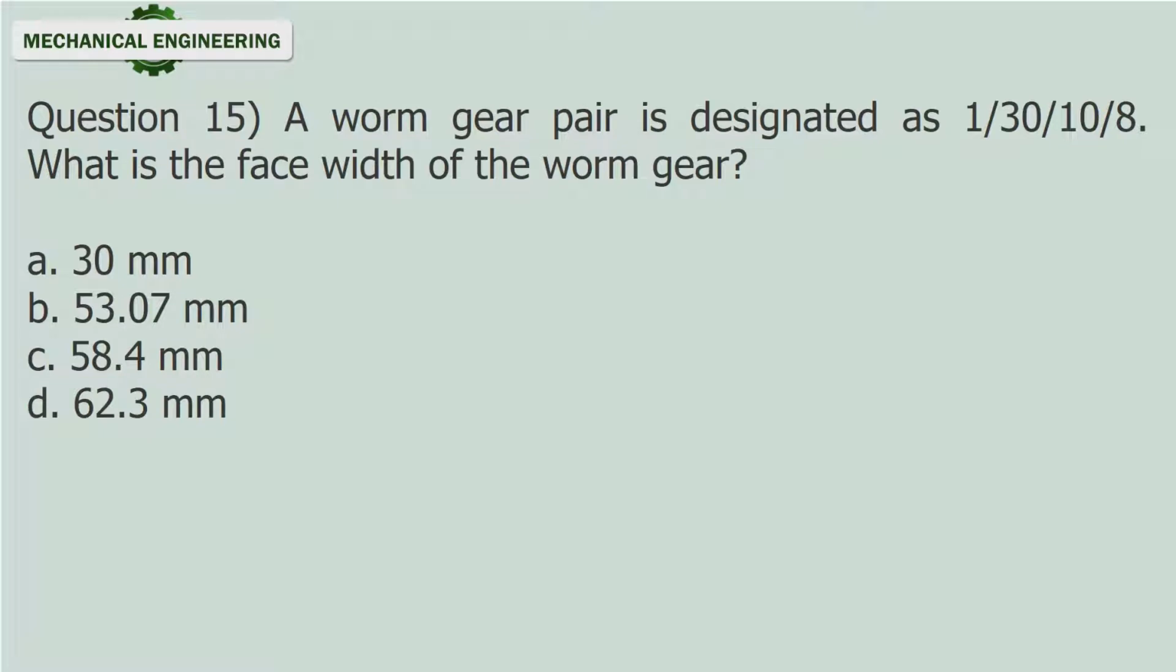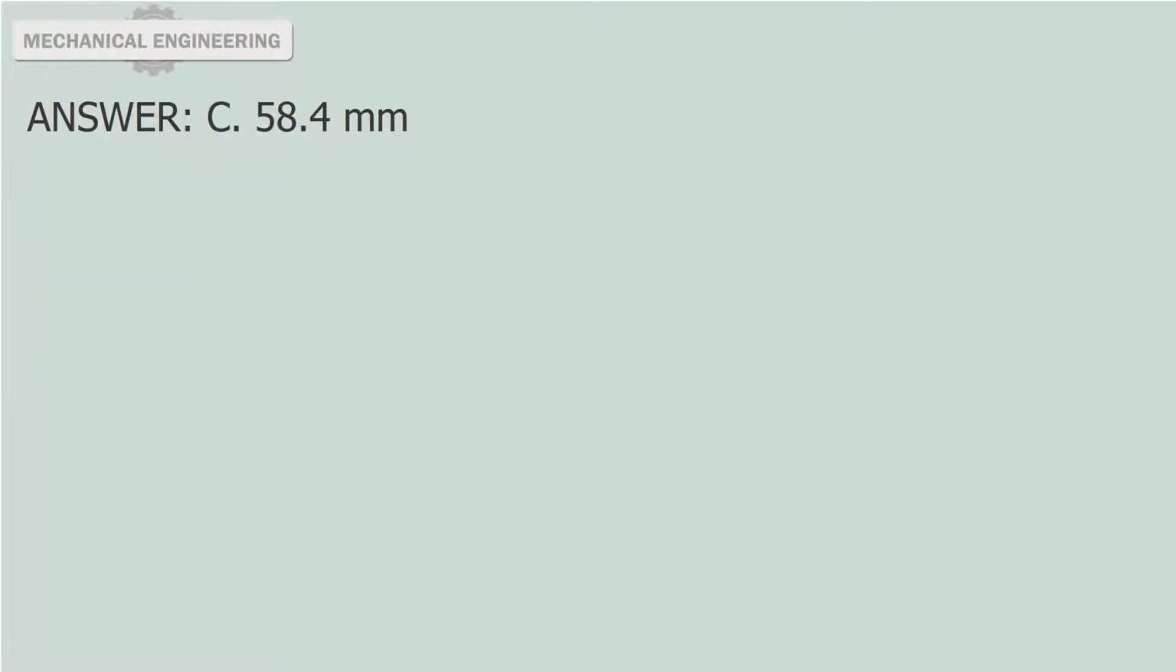Question 15. A worm gear pair is designated as 1/30/10/8. What is the face width of the worm gear? A. 30 mm. B. 53.07 mm. C. 58.4 mm. D. 62.3 mm. Answer: C. 58.4 mm.